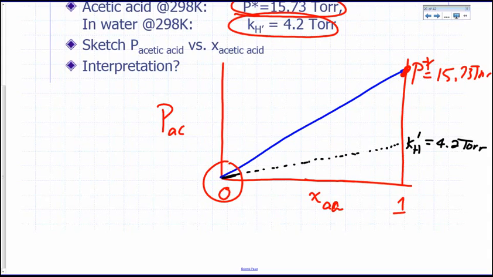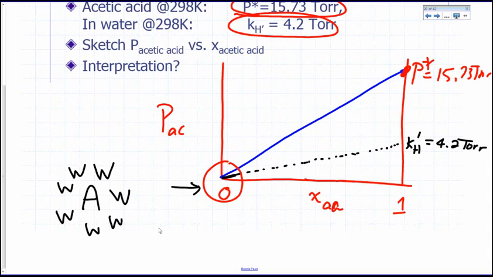So what's the interpretation of the negative deviation from Raoult's law? What we're saying is that your acetic acid over here is surrounded by water molecules, so it has less tendency to escape. Its vapor pressure is lower than what it would be if Raoult's law was obeyed. So that suggests strong attractive forces, strong attractions between the acetic acid and the water molecules.